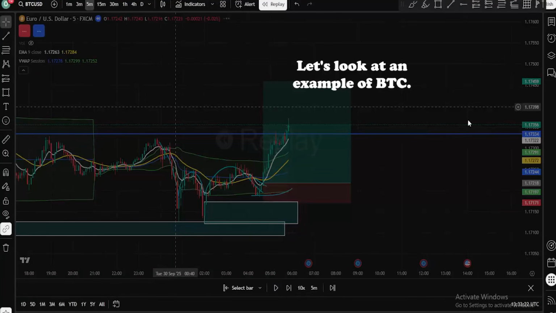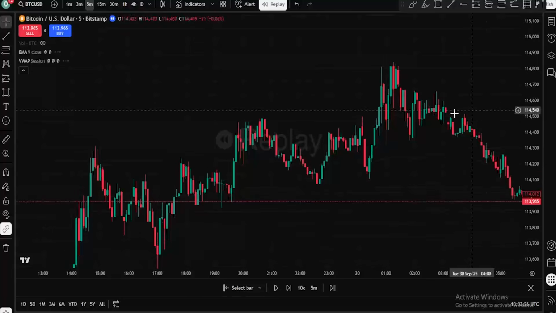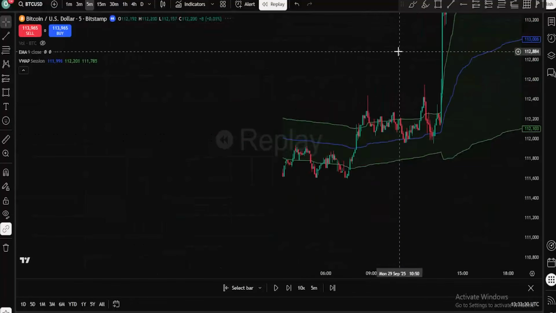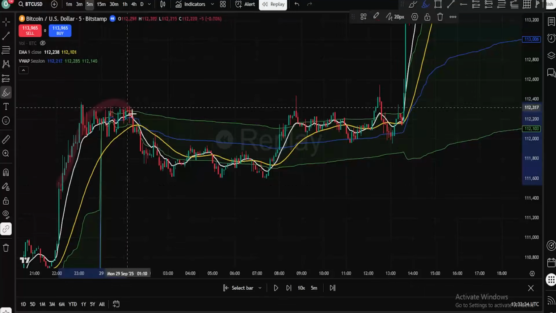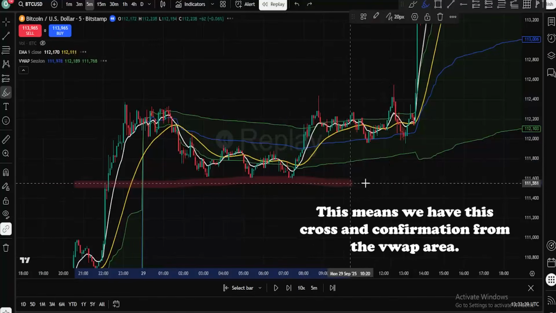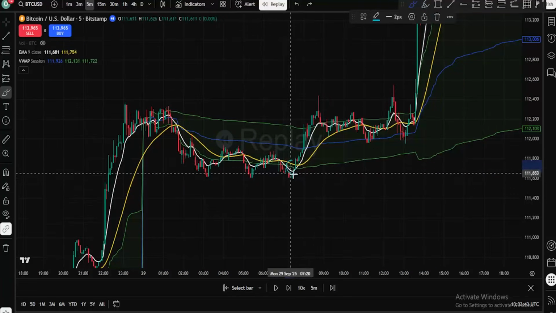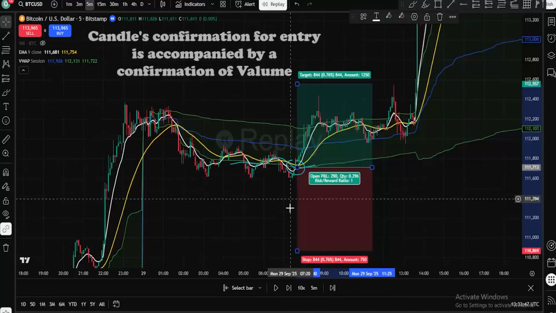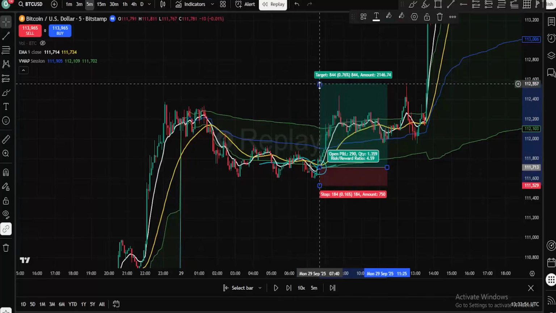Let me give you a real example. Suppose you are trading the BTC/USDT pair on the 5-minute time frame. The EMA 9 has crossed over 21, the VWAP is rising with a positive slope, and the price bounces back above the VWAP after a small correction. The confirmation candle closes, the volume increases, and the market direction is in your favor. That is your best entry point.